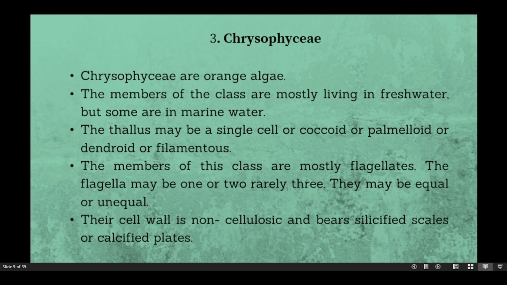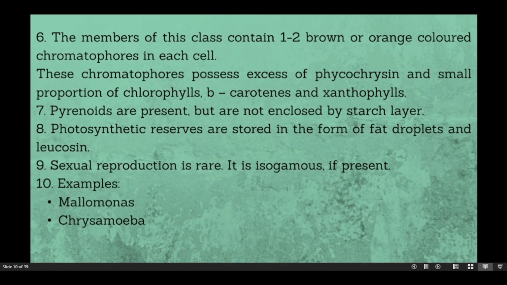Their cell wall is non-cellulosic and bears silicified scales or calcified plates. The members of this class contain one to two brown or orange colored chromatophores in each cell. These chromatophores possess excess of phycochrysin and a small proportion of chlorophyll B, carotenes, and xanthophylls. Pyrenoids are absent but are not enclosed by starch layer. Photosynthetic reserves are stored in the form of fat droplets and leucosin.